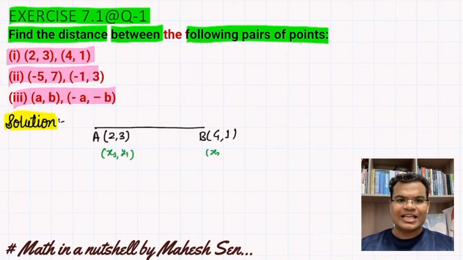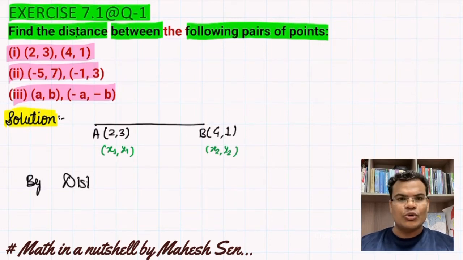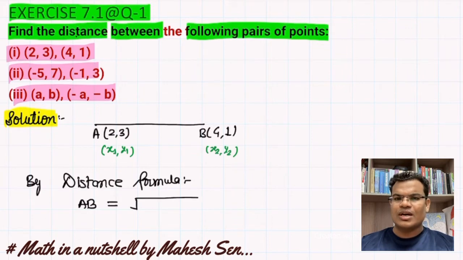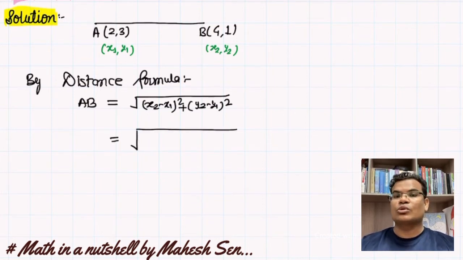First of all, A is (x1, y1) and B is (x2, y2), and we'll put in the values according to the coordinates of points A and B. Very first we'll write the distance formula, by which we find the distance between two points. AB is equal to under root (x2 minus x1) whole square plus (y2 minus y1) whole square. This is the distance formula, and in the previous video we have done how to derive it. You can go through that.